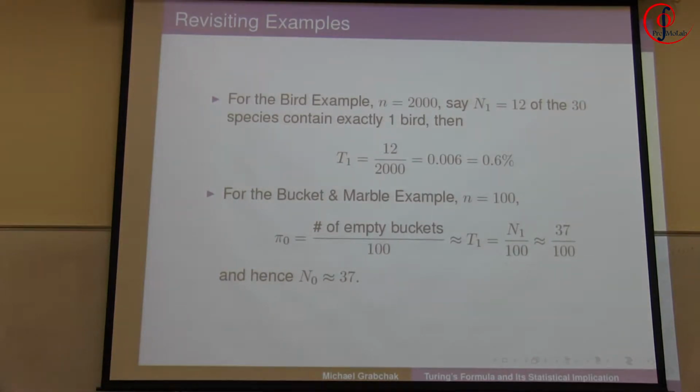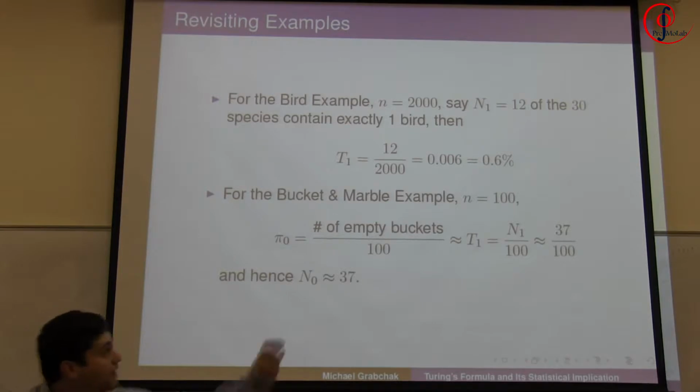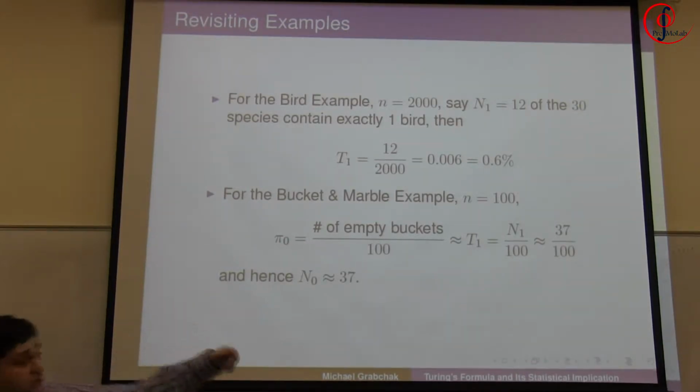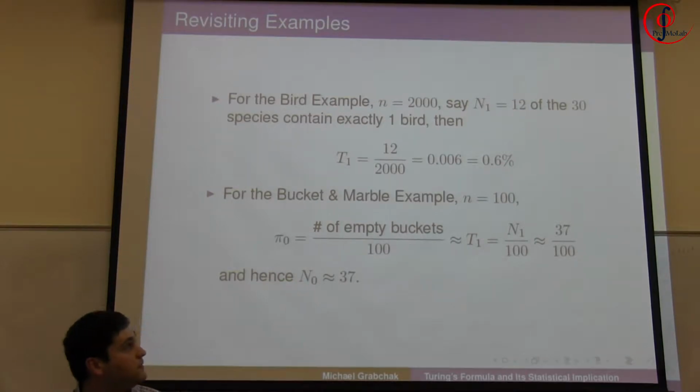Okay, just to talk about the bucket and marble example, where we had a sample size of 100, pi 0 is, by definition, the number of empty buckets divided by 100.